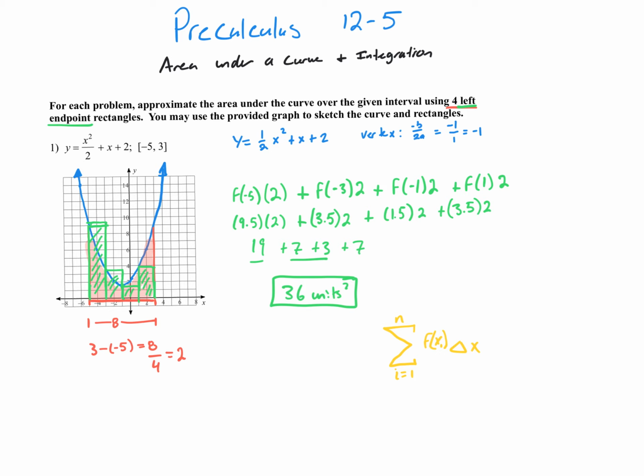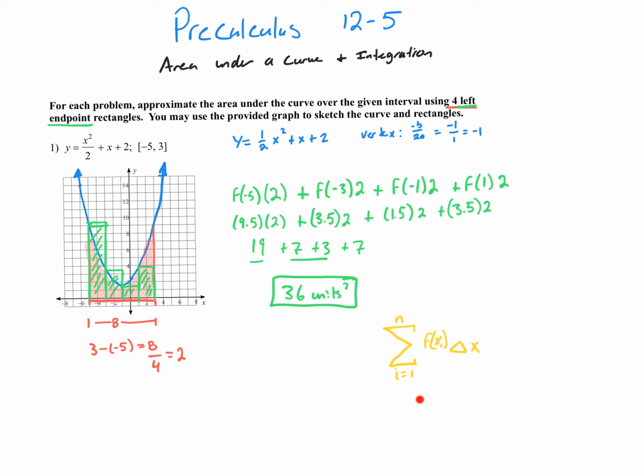So you can kind of see if this one was where I started and this is my interval of 2, if I added 2 it'd get me to here. And then if I added 2 of them it'd get me to here. If I had 3 of them it'd get me to here. If I had 4 of them it'd get me to here. So that's my delta x.